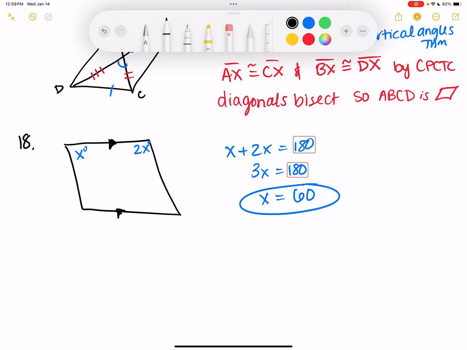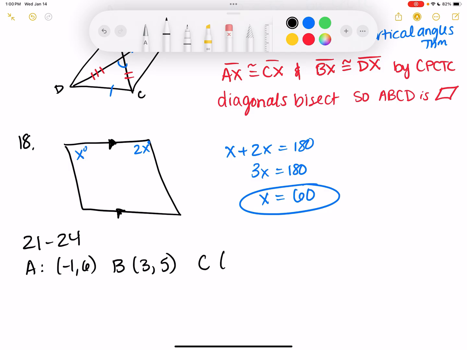All right, so for 21 through 24, I'll use the same set of vertices, and we're going to be finding different methods to solve the same thing, but that way you're just using the same one. So they give us A is (-1, 6), B is (3, 5), C is (5, -3), and D is (1, -2). And we're proving that ABCD is a parallelogram.